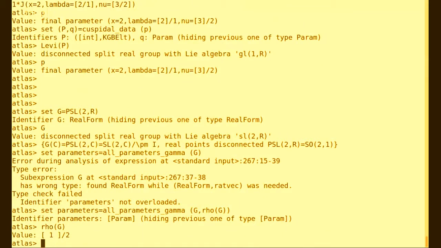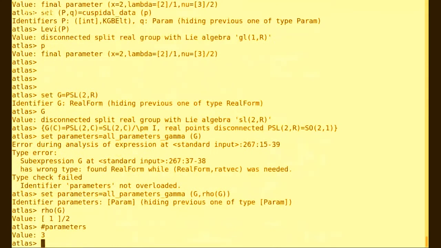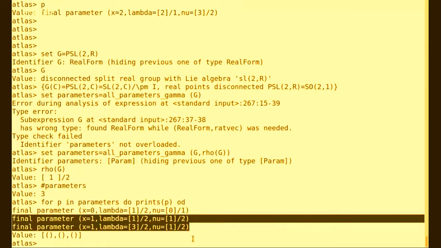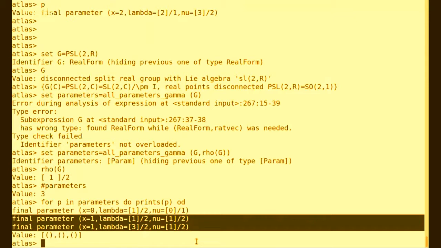Well, it's just like SL2, except the one difference is the Weyl group of the compact Cartan has changed, and the number of parameters is 3. So let's look for P in parameters. These are the two principal series with infinitesimal character rho, and there's only one discrete series.